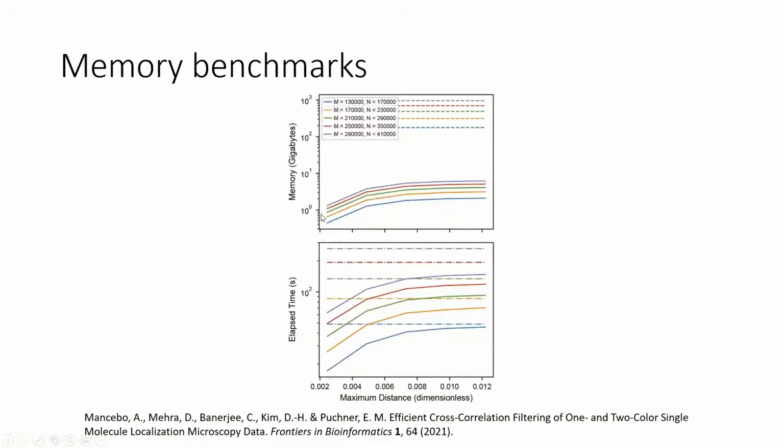Using a range search to correlate the molecules uses an order of magnitude less memory than the explicit distance matrix without incurring a significant overhead in the elapsed time.